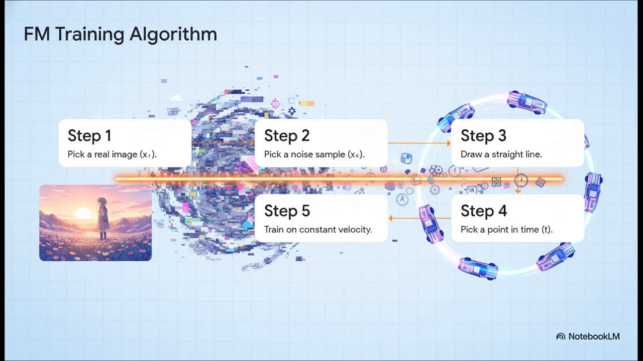You're not going to believe it. It is almost shockingly simple. Seriously, you just pick a real image, pick a sample of random noise, and then you just draw a straight line between them. That's it. The model's entire job is to learn the constant speed it would take to travel that one straight line. And that's the whole thing.